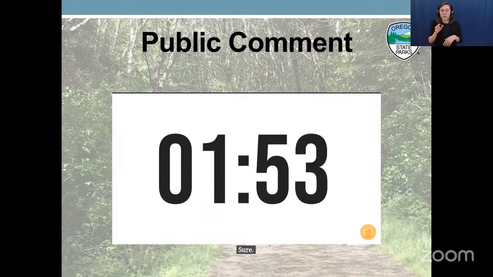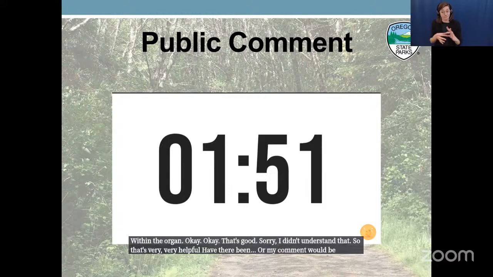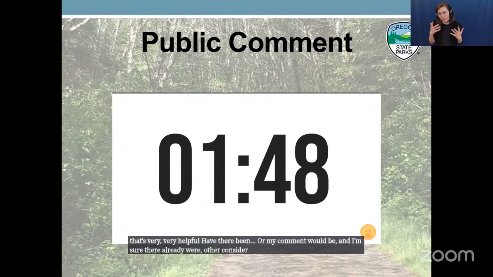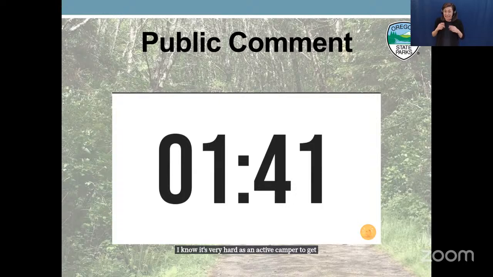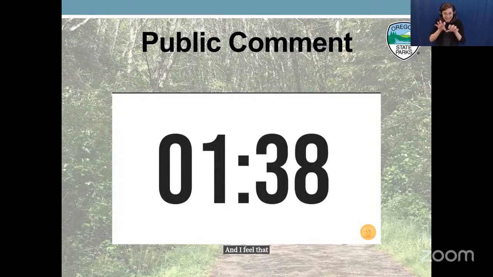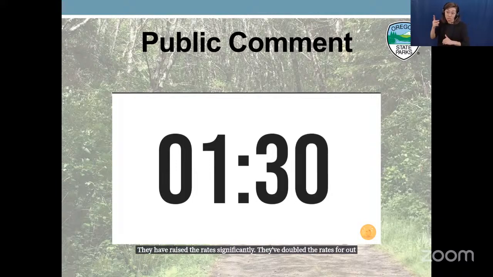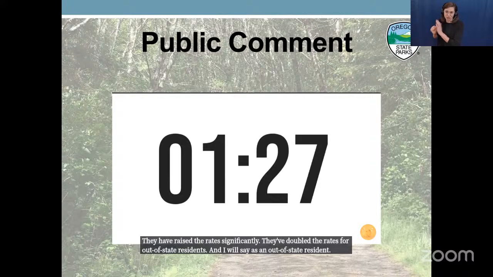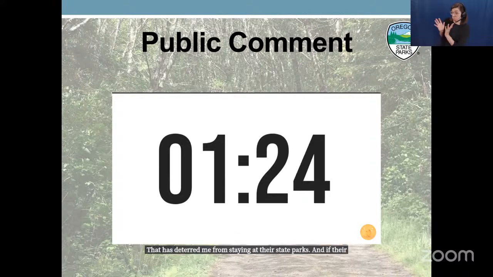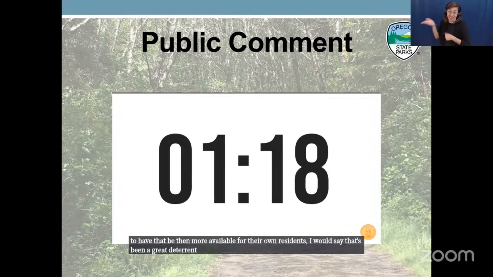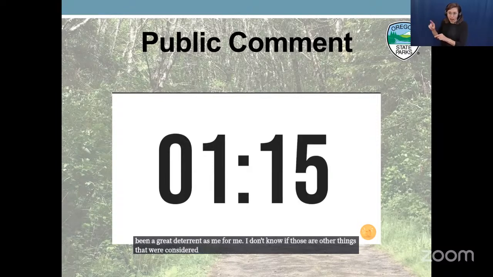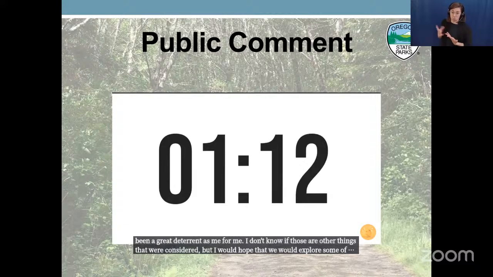My comment would be, and I'm sure there already were, other considerations made? I know it's very hard as an active camper to get into Oregon State Parks. And I feel that frustration myself. I know in the state of Idaho, they have raised the rates significantly. They've doubled the rates for out-of-state residents. And I will say, as an out-of-state resident, that has deterred me from staying at their state parks. If their intent is to have that be more available for their own residents, that's been a great deterrent for me. I don't know if those are other things that were considered, but I would hope that we would explore some of those options as well.